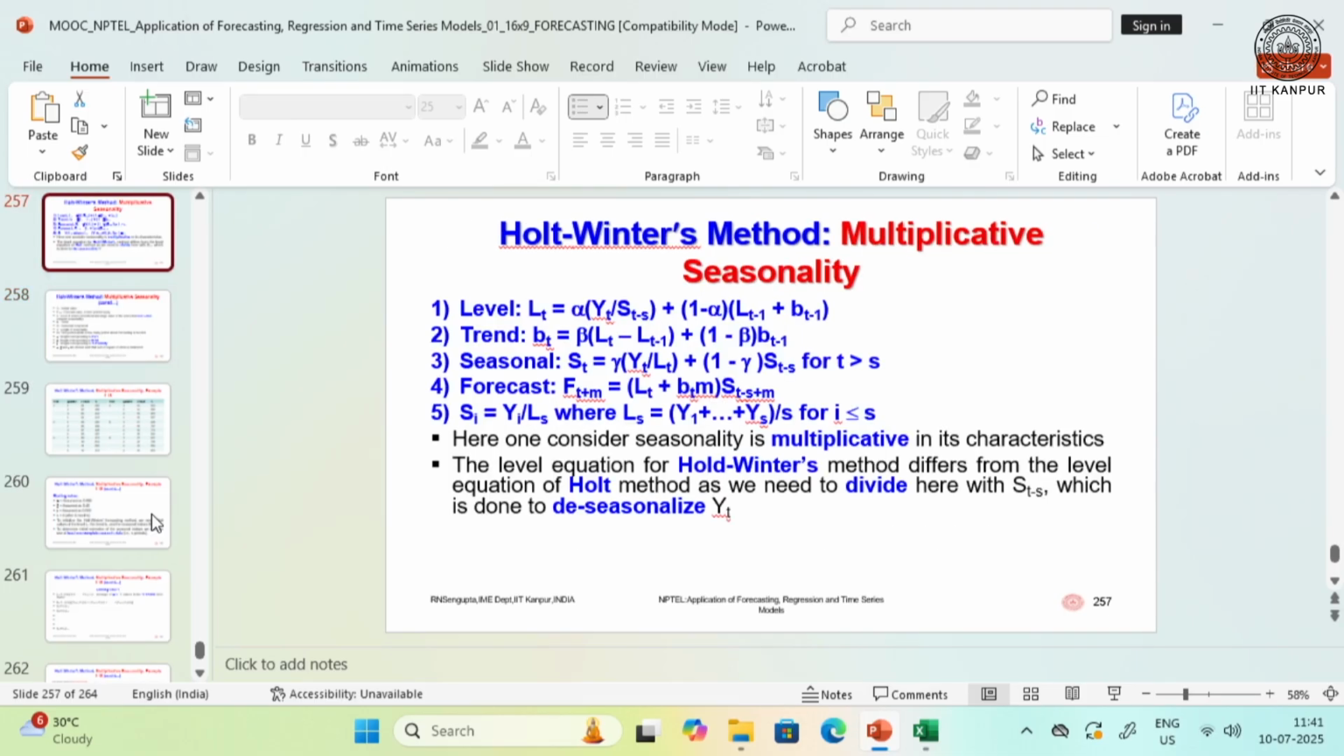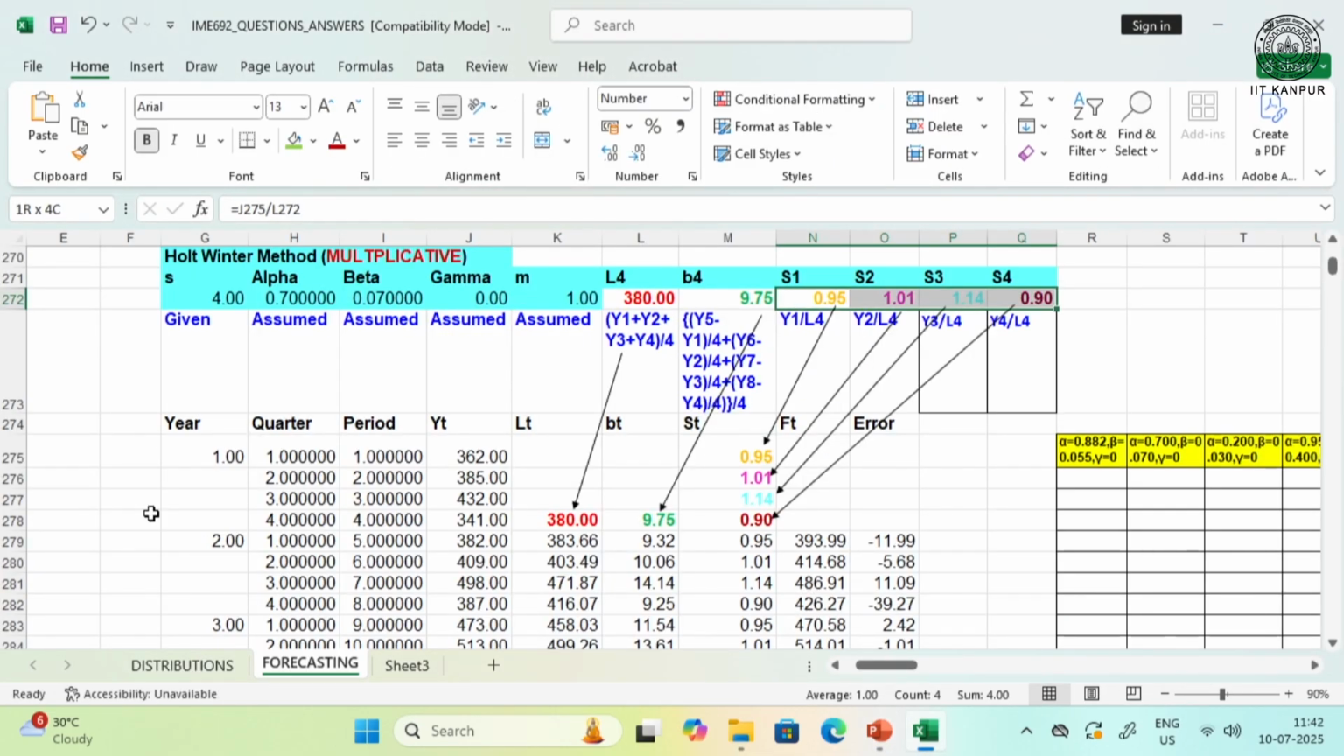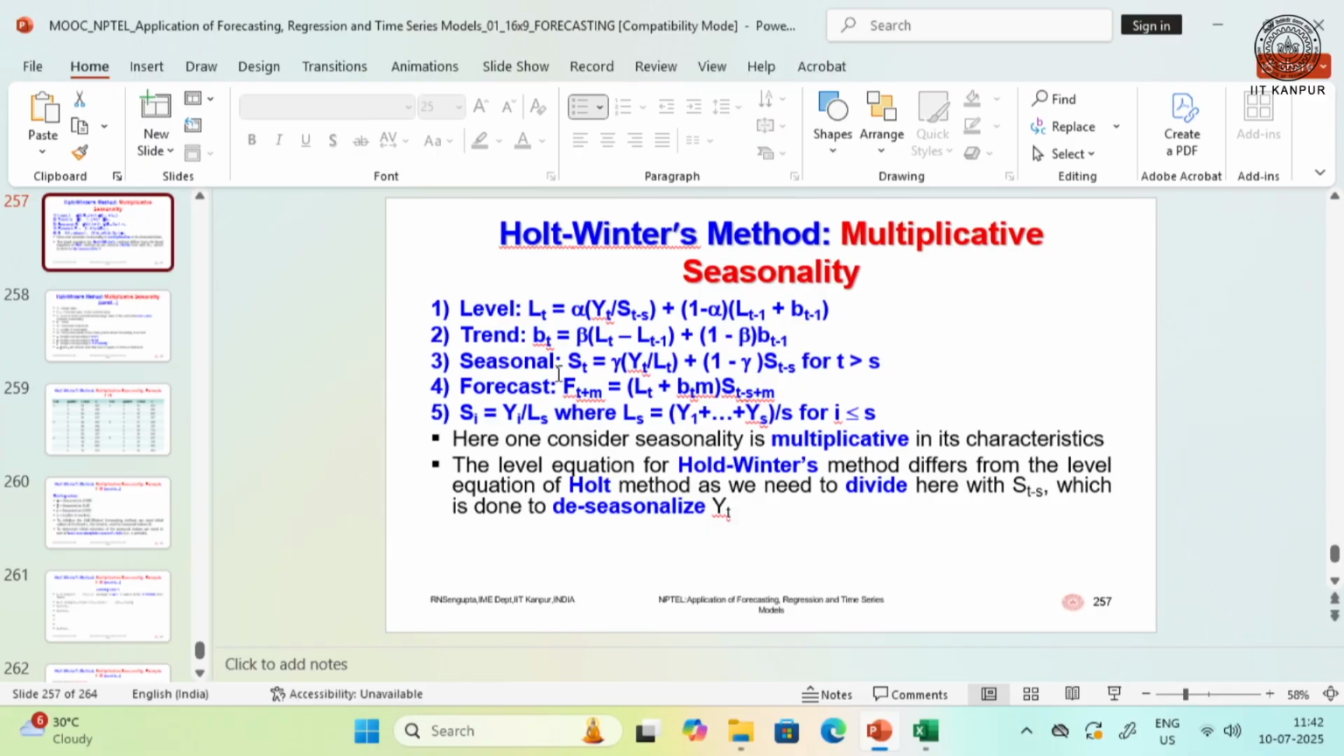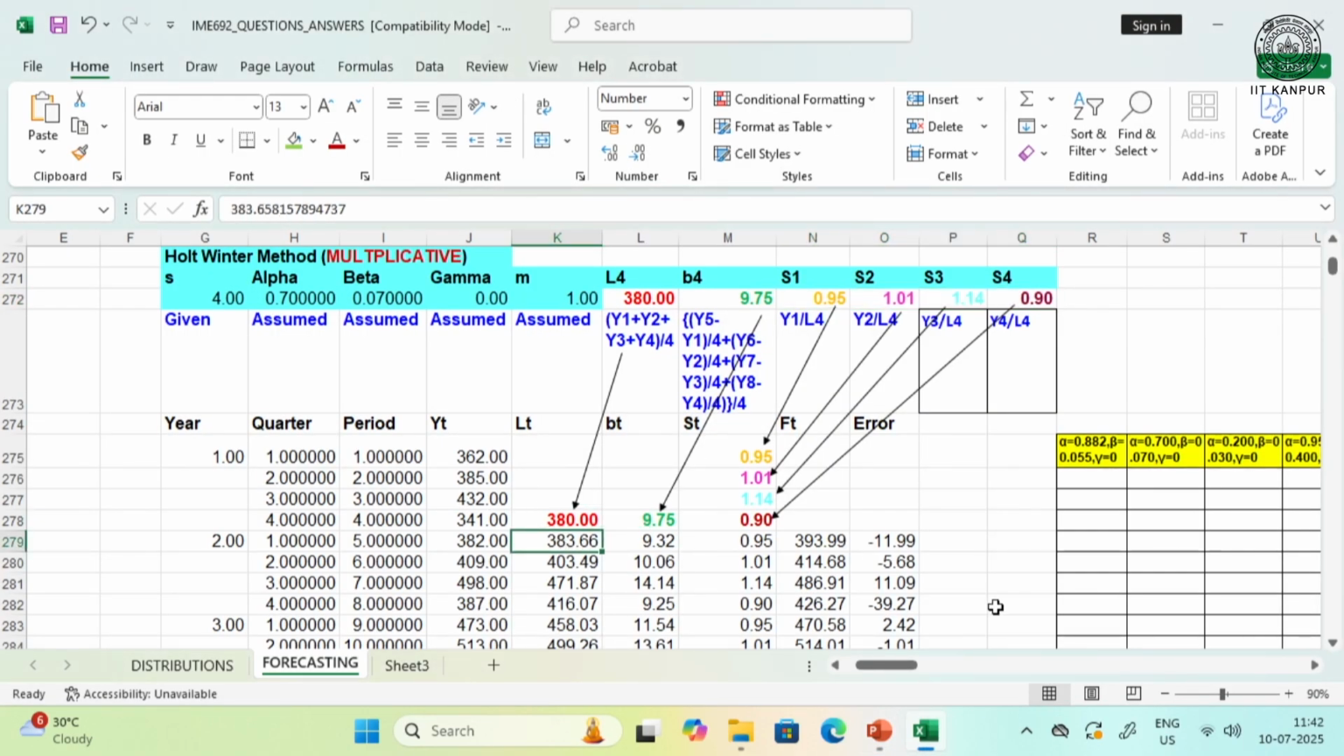So, the first one is basically the level. You have to find out the level, the trend, the season factor and the forecast. The fifth point, which is basically S1 to S4, has already been done. So, we need 1, 2, 3, 4 to solve. I will just take the time here. So, a level is given, L have to find out.